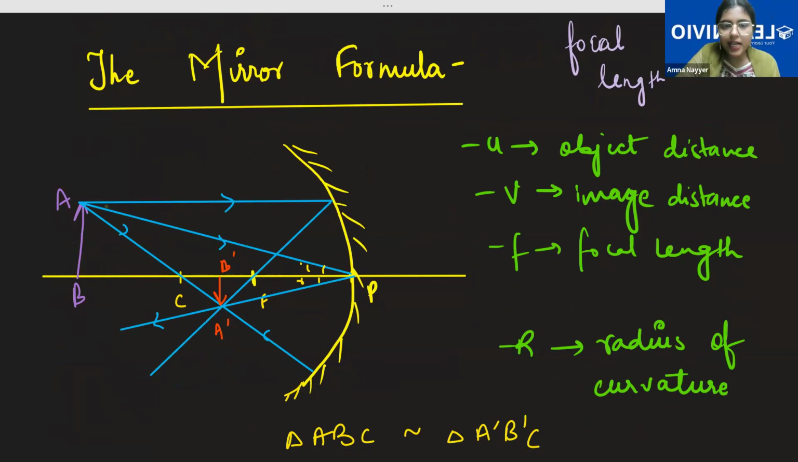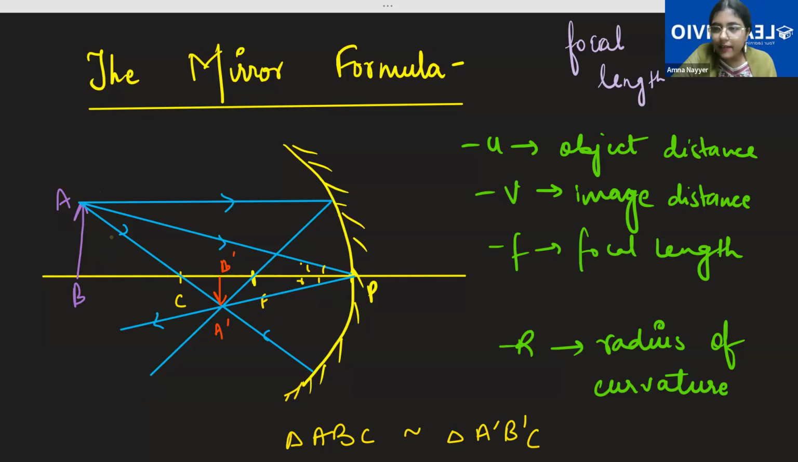Let's say we have an object in front of the mirror at some distance. Now, what will happen? The rays of light, the first ray will be parallel to the principal axis and it will pass through the focus. The first rule which we have studied, are you able to recall it? Second ray passes through the center of curvature and it retraces its path, the second rule.